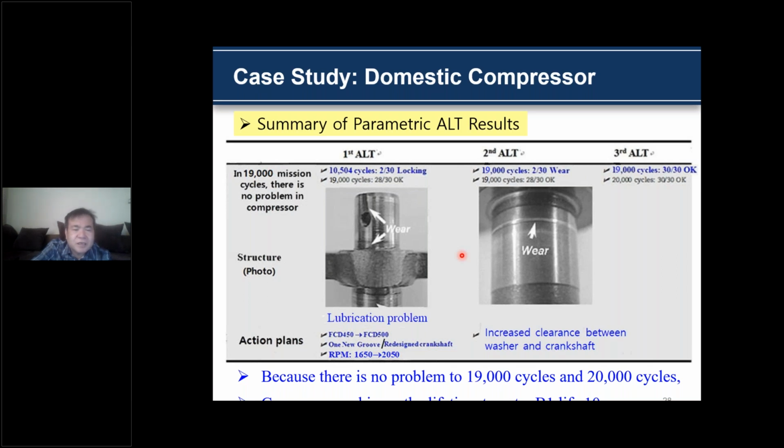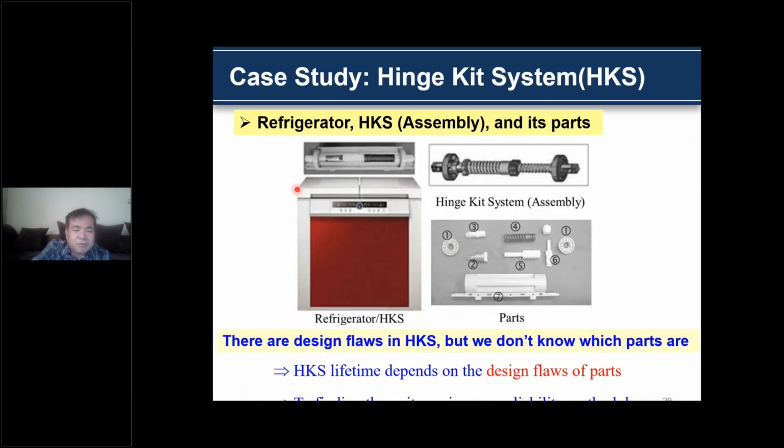This is another case of study, and this is the refrigerator, and this is a newly designed hinge kit system. It's a lot of fat and cover, damp, and spring and the housing. There are a lot of design part hinge kit system. We don't know which importance. Hinge kit housing depend on the design flow of the fat. To find them, we require a reliable methodology.